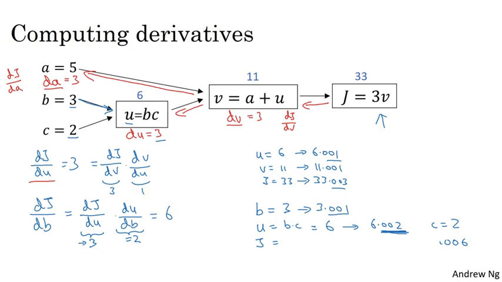And if you check the math in detail, you will find that if b becomes 3.001, then u becomes 6.002, v becomes 11.002, right? So that's a plus u, so that's 5 plus u. And then j, which is equal to 3 times v, ends up being equal to 33.006, right? And so that's how you get that dj/db is equal to 6. And to fill that in, if we go backwards, this is db equal to 6. And db really is the Python variable name for dj/db.